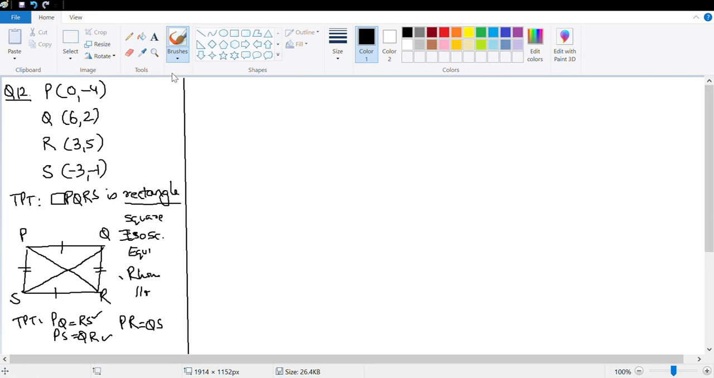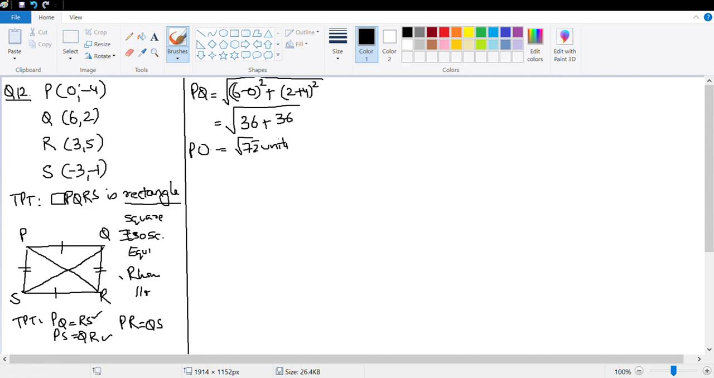So let's try and look at first PQ. So let's look at PQ. So PQ would be the square root of 6 minus 0 whole square plus 2 minus negative 4, so that's 2 plus 4 whole square. That's equal to 6 square, that's 36, plus 6 square, that's 36. So this is equal to root 72 units.